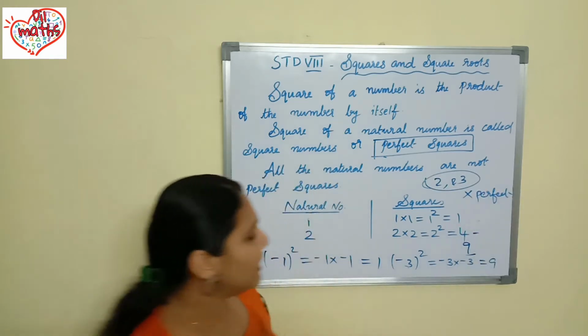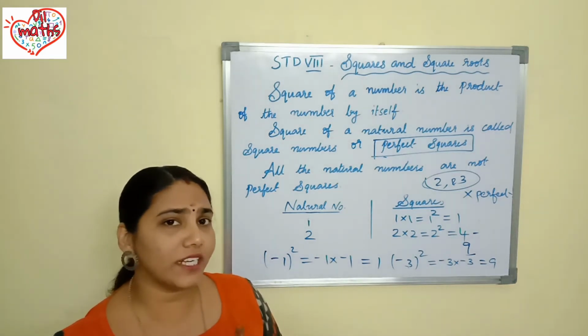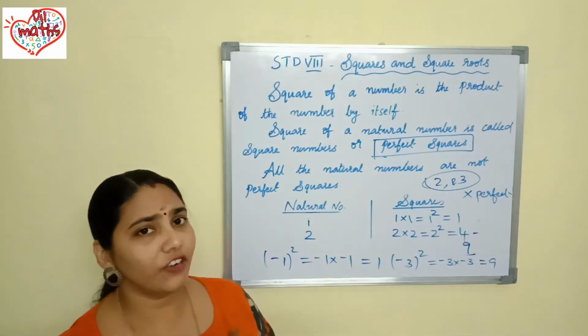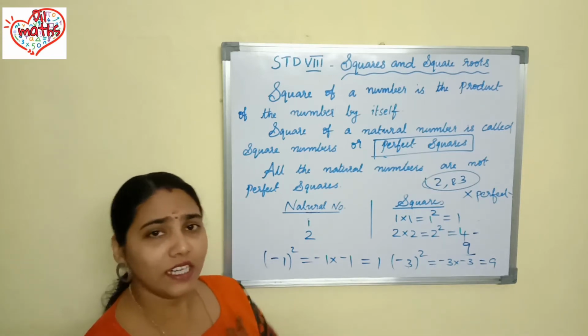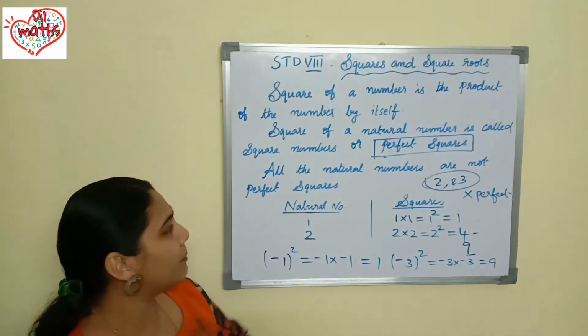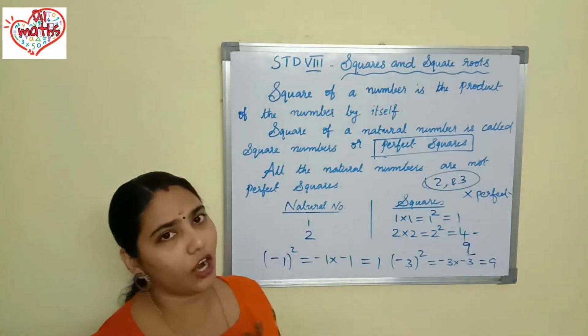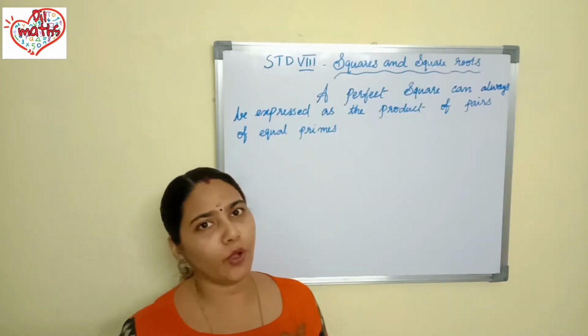And here in between 4 and 9, 2 square is equal to 4, 3 square is equal to 9. In between 4 and 9, 5, 6, 7, 8 are coming. Those numbers are also not perfect squares, isn't it? Okay, so that is the third point. All the natural numbers are not perfect squares. Okay, we will check the next point about squares.